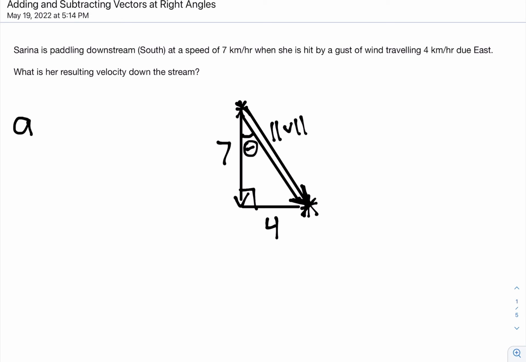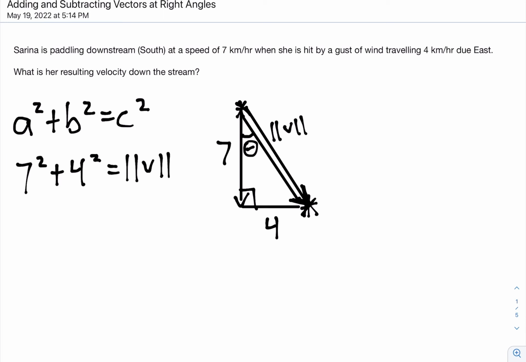So if we remember Pythagoras, a squared plus b squared equals c squared, right? This c squared here is going to be the magnitude of our vector v squared. And the legs of the triangle are going to be 7 and 4. So 7 squared plus 4 squared is going to be equal to v squared.